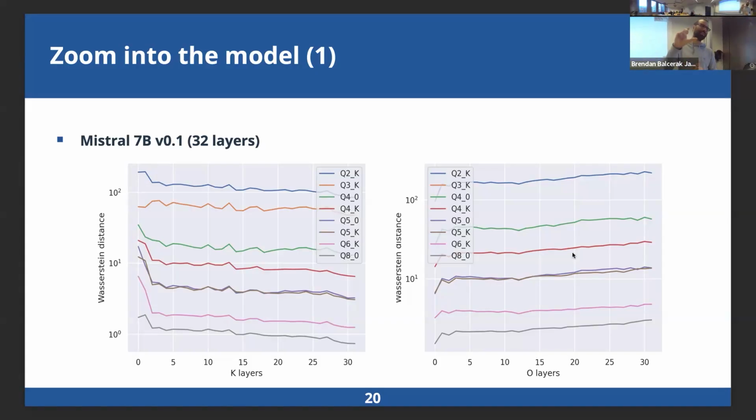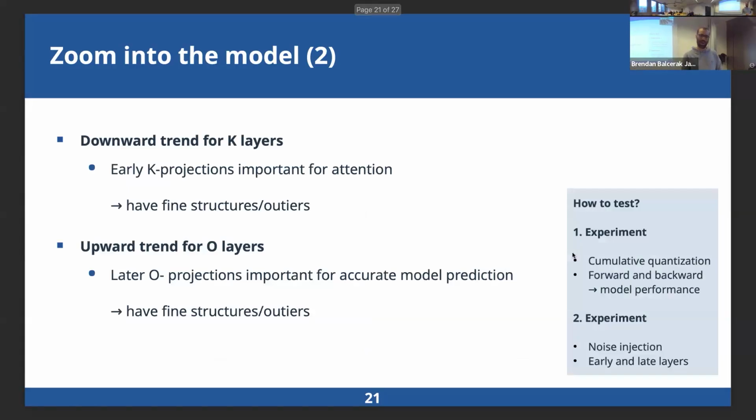And for the O layers, it's the other way around. The closer you get to the model's answer, the more structured, or the more outliers you might expect in these layers, which are then just smoothed using quantization. And this is what we see here. We see the largest information loss or differences in the early layers for the K layers, and for the O layers, it's in the last layers.